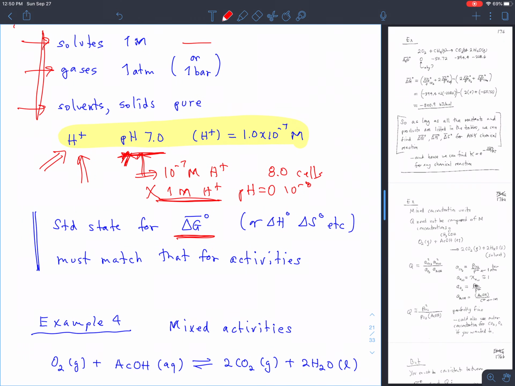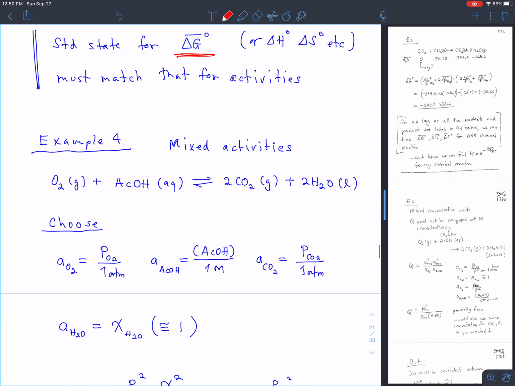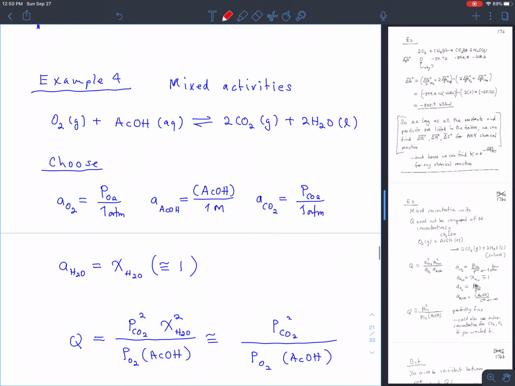In general, thermodynamic tables will tell you what standard state they're using, but if you're not paying attention, you might not be aware. In that case, the numbers you get from that table might mean something very different than what you're assuming they mean. All right, so that's a bit about standard states. Now let's look at another example.